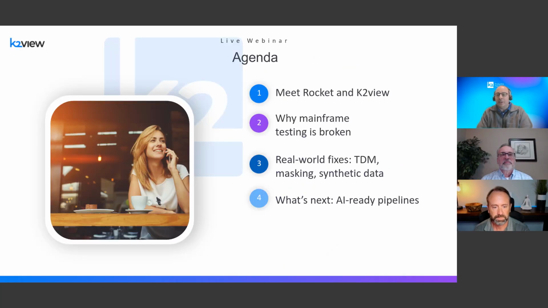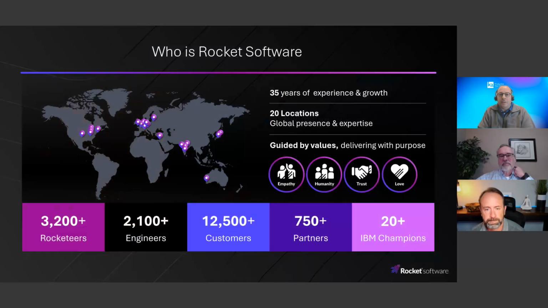So let's jump into it and just run through the agenda quickly. We're going to take a quick look at who Rocket Software is and K2view, in case you're not familiar. We're going to talk about mainframe and test data and the challenges between the two. Then we're going to talk about some real world fixes on how to provision test data from the mainframe, to mask mainframe data, to generate synthetic data, all of that good stuff. Simon's going to show what that looks like with a live demo. And we're also going to talk about AI ready pipelines. So we're very future oriented. And without further ado, we're going to jump in.